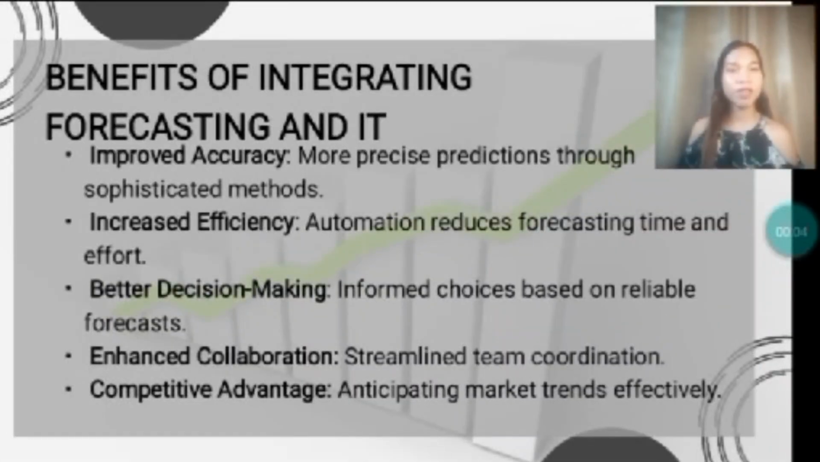We have here the benefits of integrating forecasting and IT. So first, we have improved accuracy. By using sophisticated IT methods, forecasts become more precise, reducing errors and improving reliability. So we have also increased efficiency. Automation through IT reduces the time and effort needed for forecasting, freeing up resources for other tasks. Better decision making. Reliable forecasts provide a solid foundation for making informed choices, leading to better outcomes.